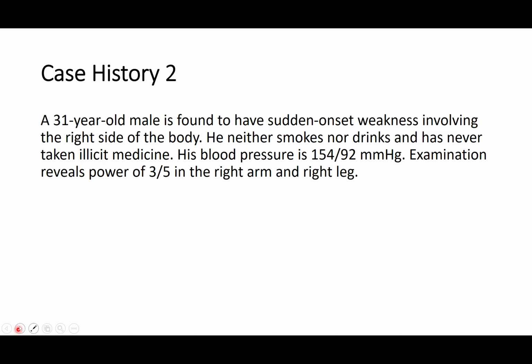He has hypertension or something like that. In case of acute stroke, that could also be associated with high blood pressure. The blood pressure is 154/92. Examination reveals the power to be 3/5 in the right arm and right leg. So most likely the patient is having sudden onset stroke involving the right side of the body, so there could be a lesion in the left side.